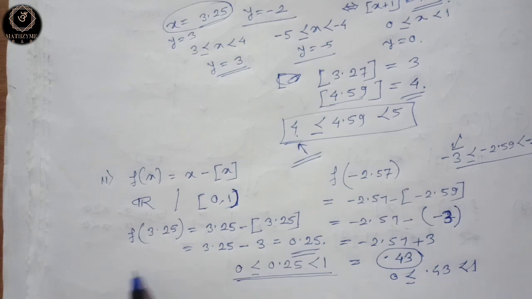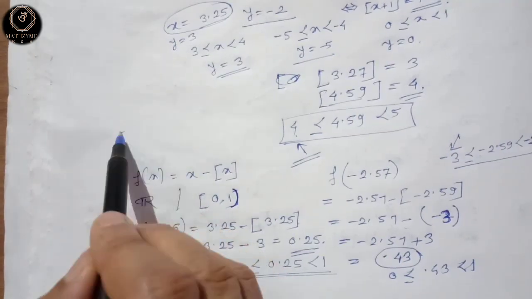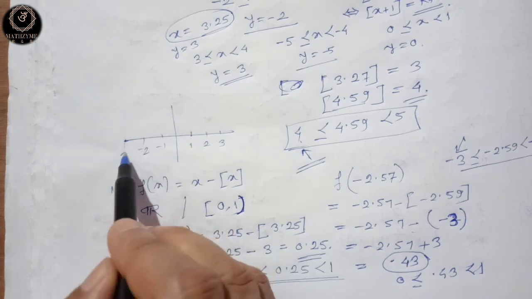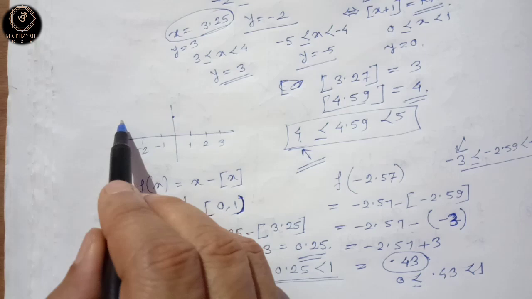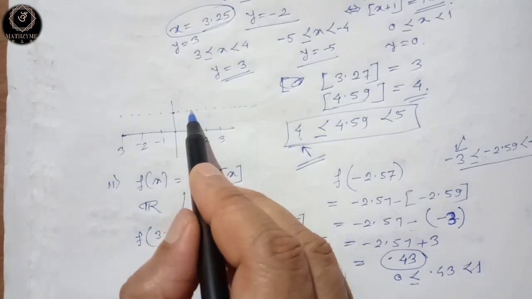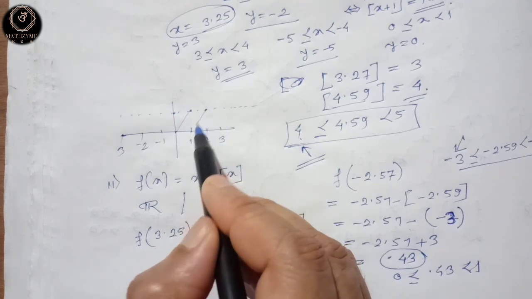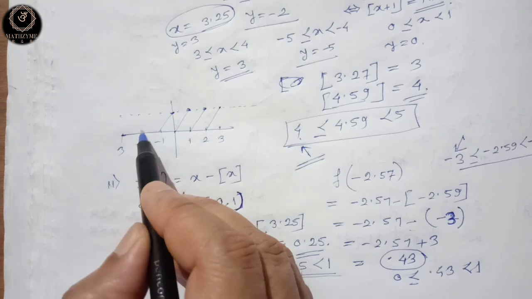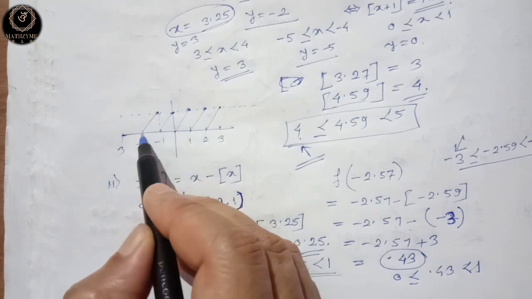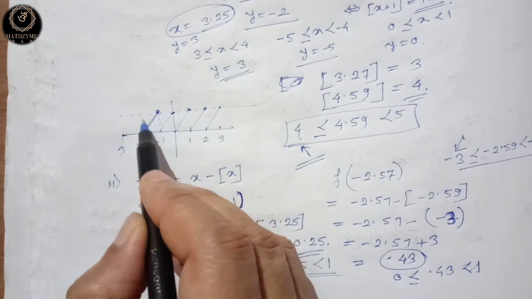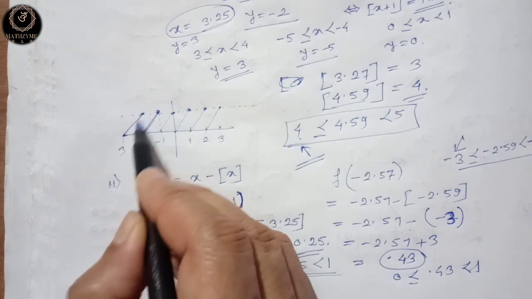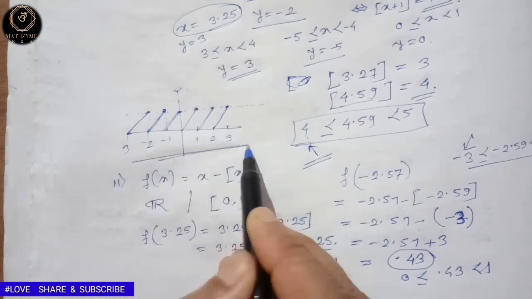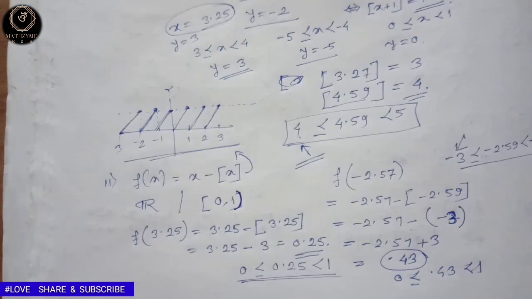Here the graph is like where we can see it here. The graph is like x and y, 1, 2, 3, negative 1, negative 2, negative 3, and this is 1 unit. So from 0 to this 1, the graph is just like this. Okay, you can check it at home. The graph is in this pattern. This indicates the function x − ⌊x⌋, the greatest integer function.